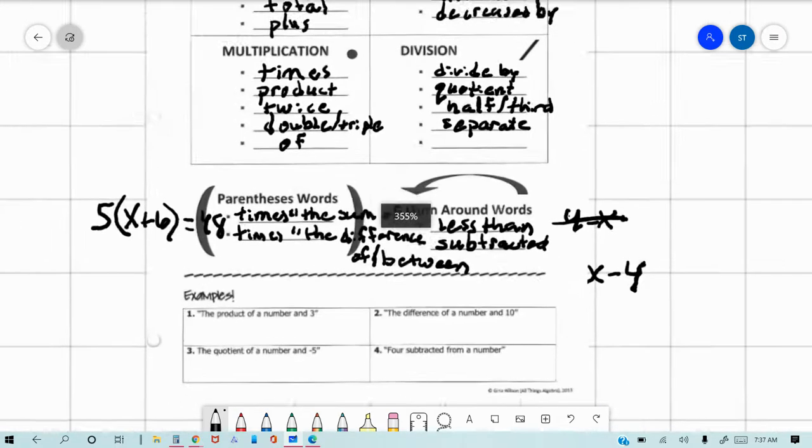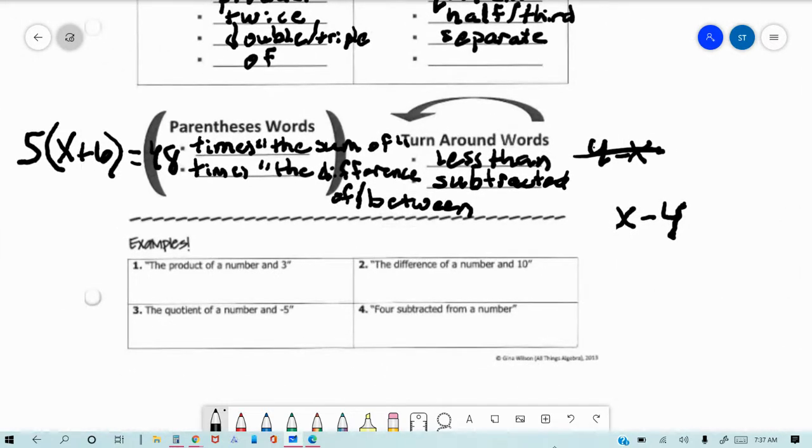I apologize. It would be 3x. Okay, so the product of a number. So we're multiplying a number, which I guess you could use n for if you wanted to. But we can use x or n. So it's saying number, so we'll use n.